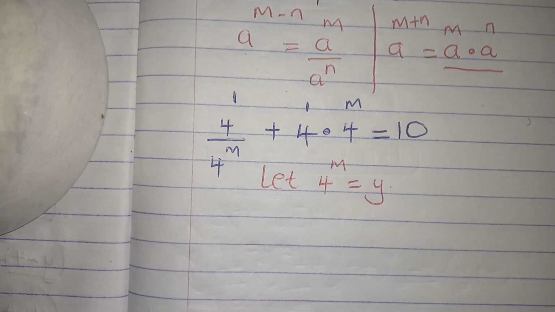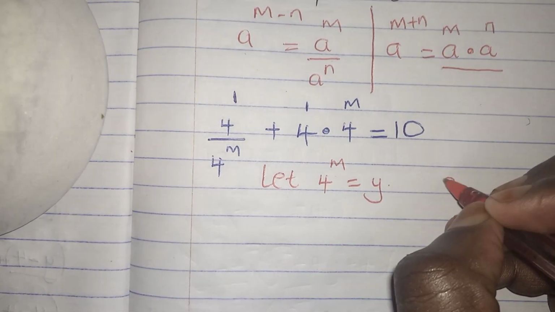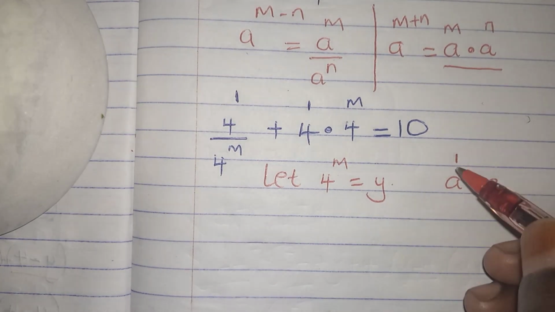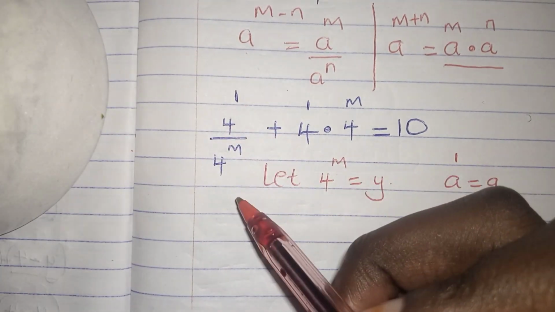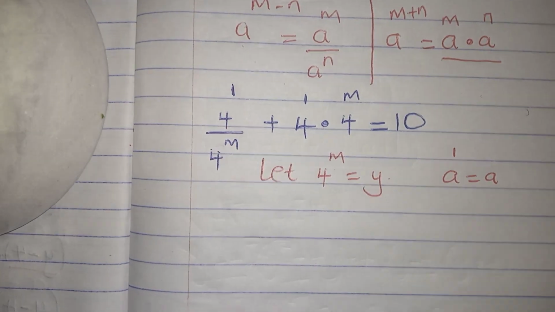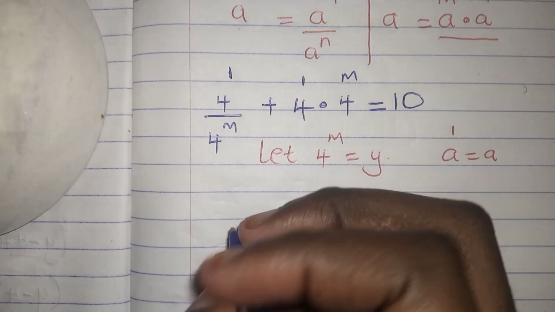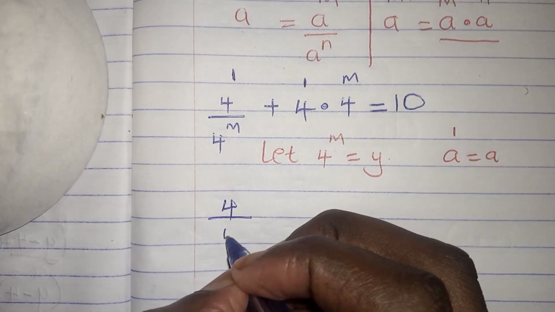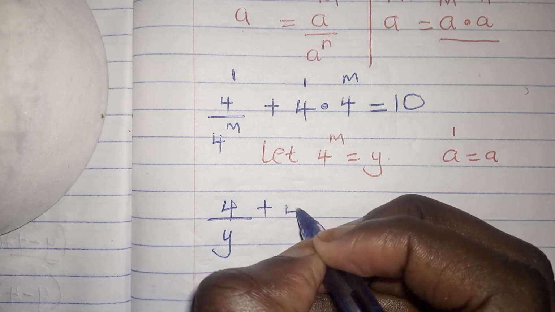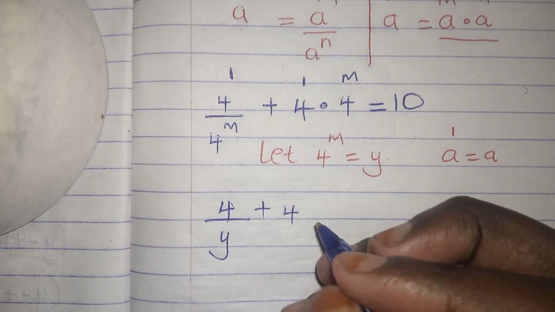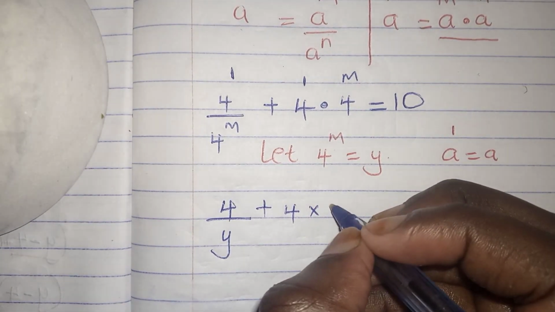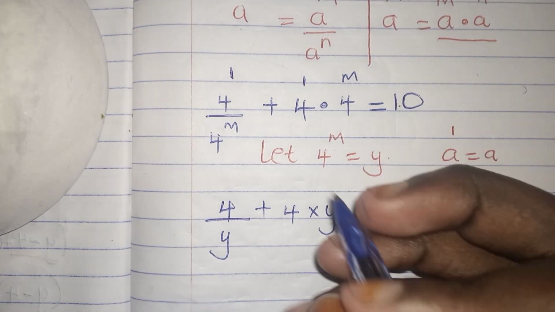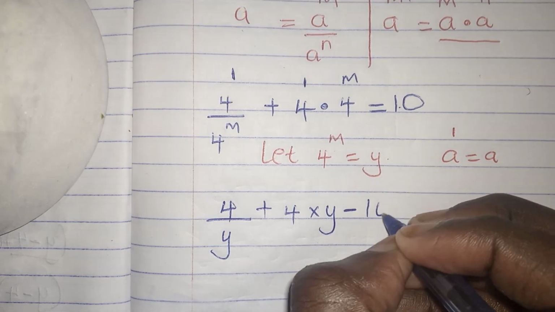And if you can remember, a to the power of 1 is equal to a. So 4 to the power of 1 is equal to 4. Any number to the power of 1 is that number. So this will be 4 over y. We are substituting, y plus 4 times y. I'm going to bring this 10 to the other side, so it will be minus 10 is equal to 0.